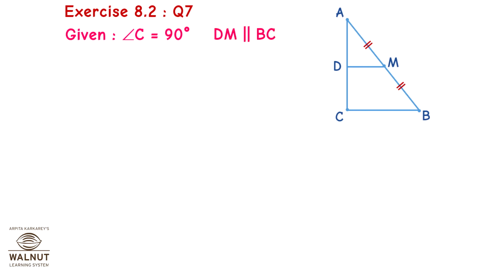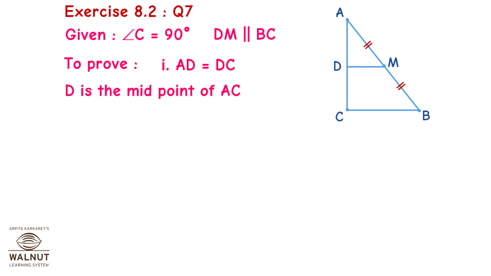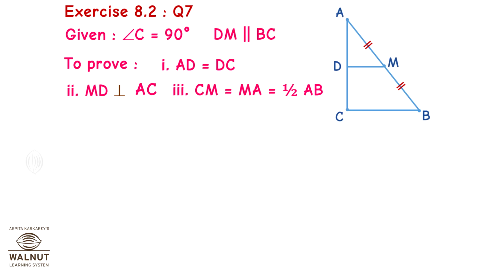Exercise 8.2, question 7. We are given angle C is equal to 90 degrees. DM is parallel to BC. We have to prove that D is the midpoint of AC, that is 1. AD is equal to DC, 2. MD is perpendicular to AC, and 3. CM is equal to MA is equal to half AB.